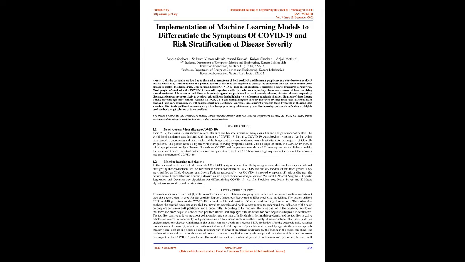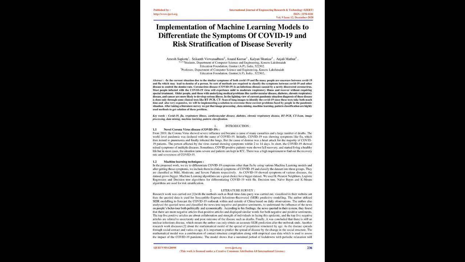Coronavirus disease, COVID-19, is an infectious disease caused by a newly discovered coronavirus. Most people infected with the COVID-19 virus will experience mild to moderate respiratory illness and recover without requiring special treatment. Older people, and those with underlying medical problems like cardiovascular disease, diabetes, chronic respiratory disease, and cancer are more likely to develop serious illness.